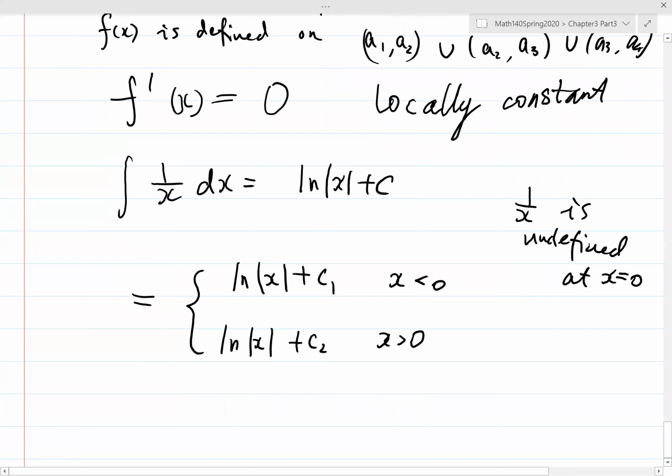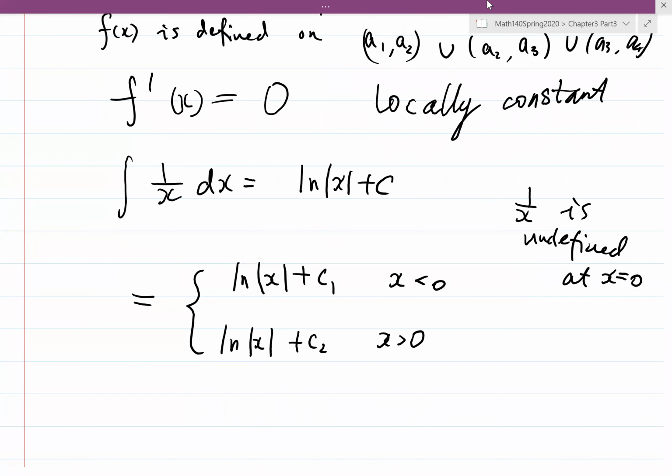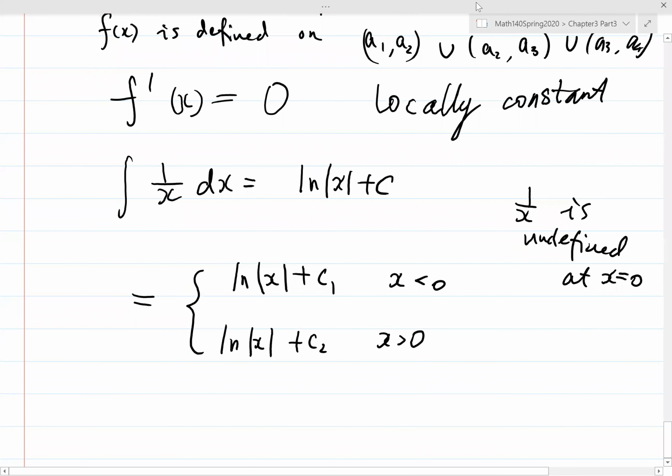But here the notation is really ugly if you do it this manner. So we just abuse our notation to write it as ln absolute value of x plus c. But you should be really careful when you have non-connected intervals. Okay, let me just stop here. I'm going to continue next time.